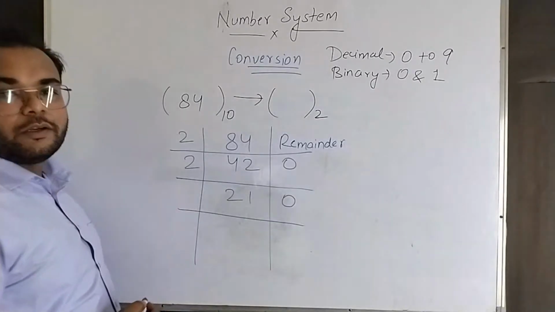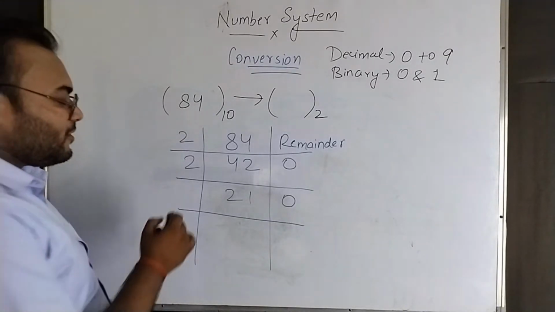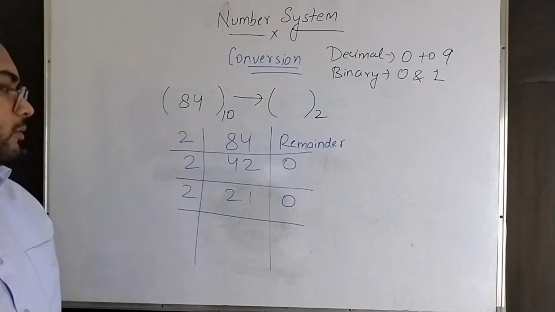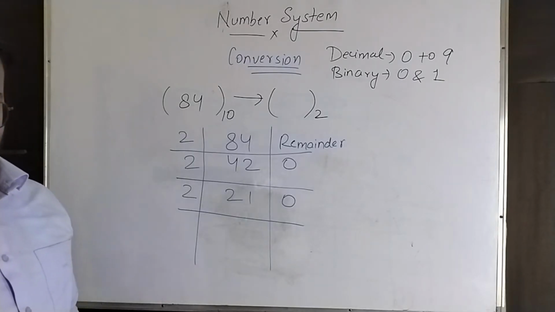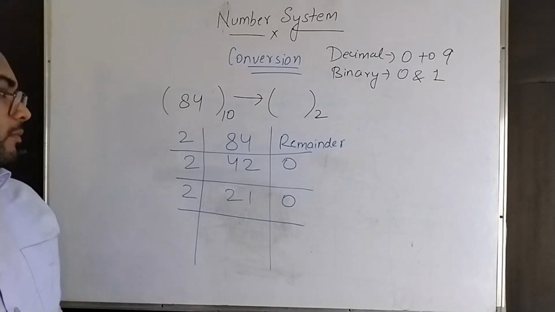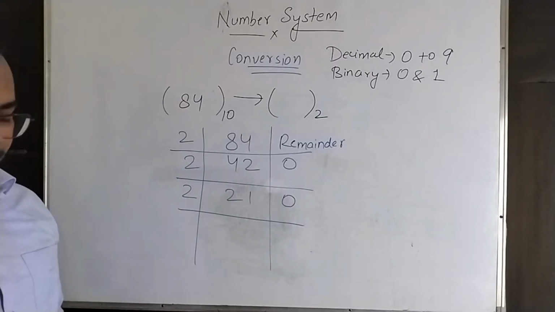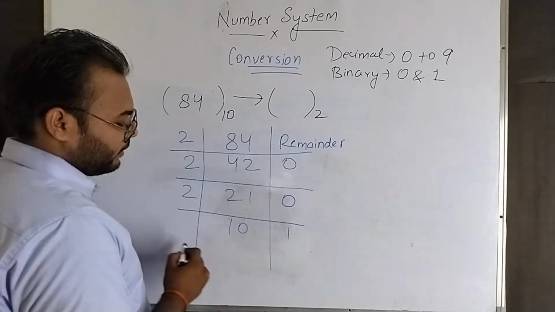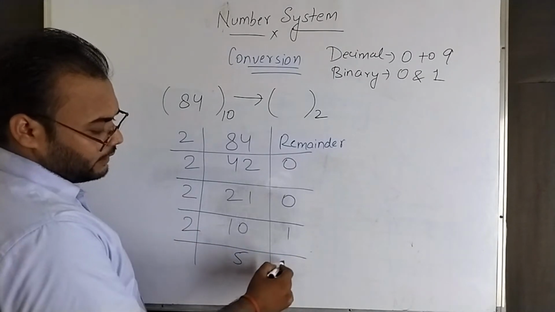Now tell me who is going to answer. Will the remainder be 0 after dividing by 2? Can we divide 21 by 2? Tell me fast. Quickly tell me. We will get a remainder, I guess. 2 tens are 20 and the remainder will be 1. 2 fives are 10, remainder is 0.